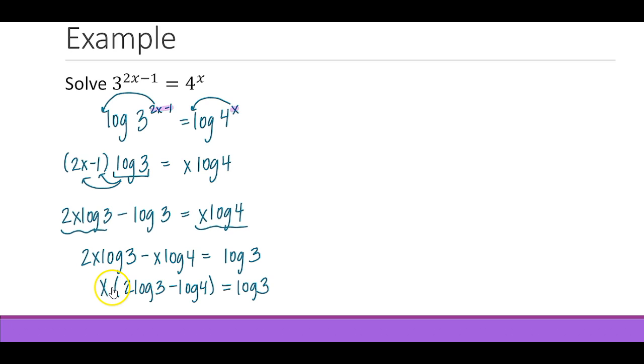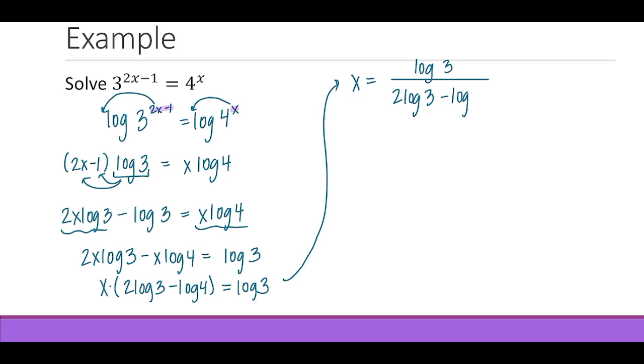So now I have x times this quantity, meaning I can divide by it to get x by itself. So remember, don't lose sight, we're solving for x, right? So I'm going to divide both sides by this quantity. So let's bring our work up here. I have x is equal to log 3 all over 2 log 3 minus log 4. So I've solved for x. The only question is, can I do any more simplifying? And the answer is yes.